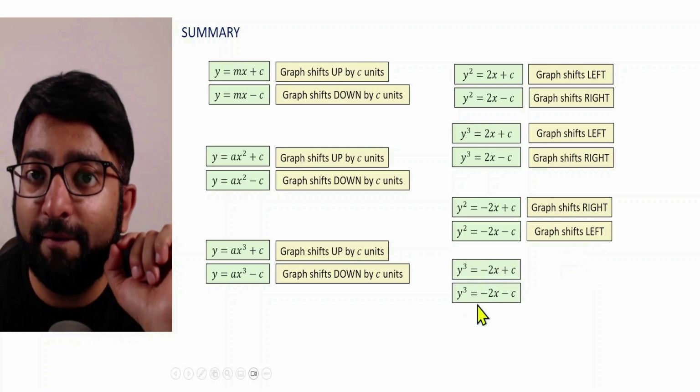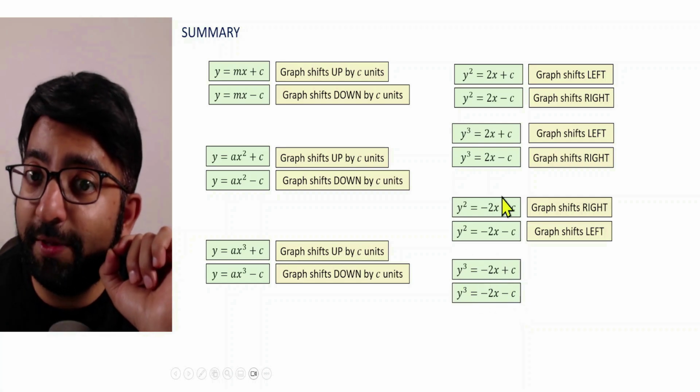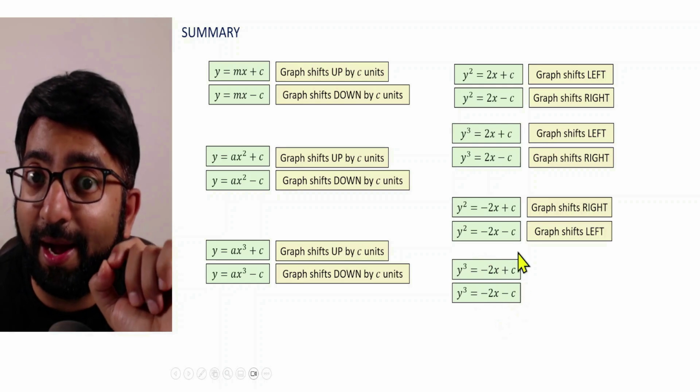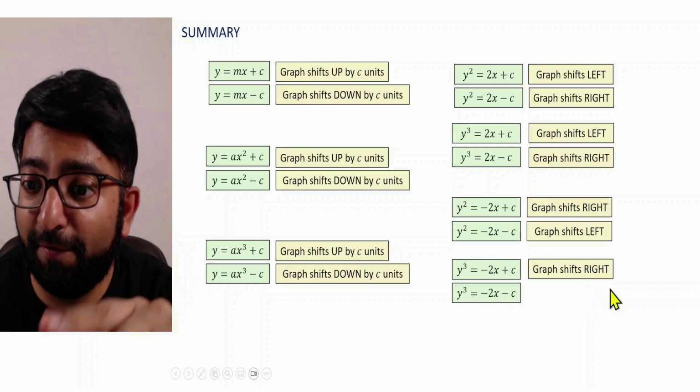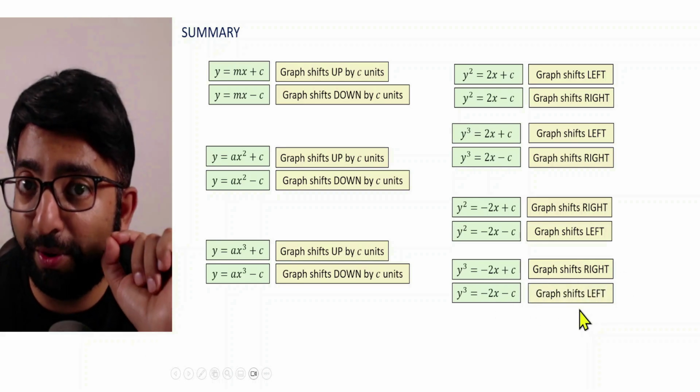Similarly, let us consider y cube is equal to minus 2x plus or minus c. So this is also of the same type where the coefficient of x is negative. In such cases, if we are adding something, the graph will be shifted to the right. And if you are subtracting something, the graph will be shifted towards the left.